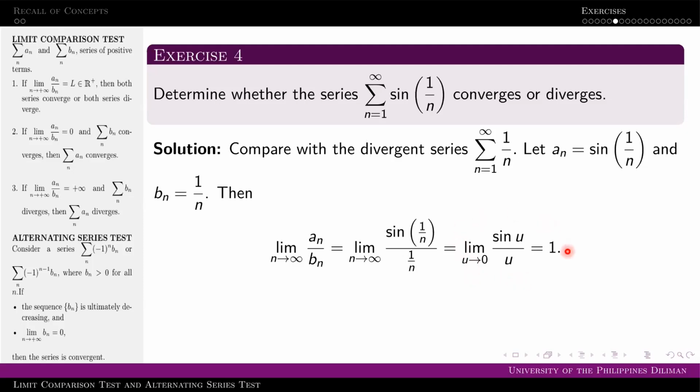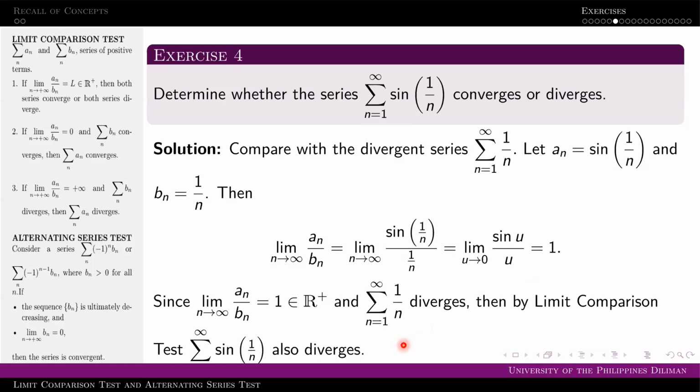Or if you don't remember this fundamental limit from our Math 21, then pwede ka namang mag-L'Hopital's rule dito and you will get an answer as well. So, since meron tayong limit na nasa positive real numbers, and nagda-diverge yung series for comparison natin, then our original series should diverge as well. Okay? So, sa exercise 5 na tayo.